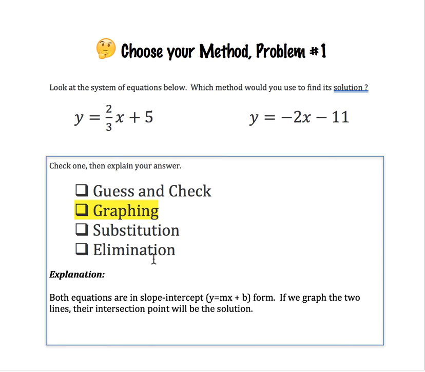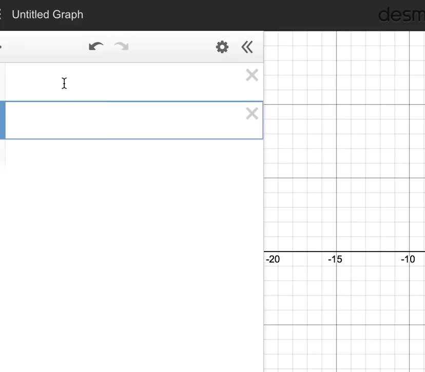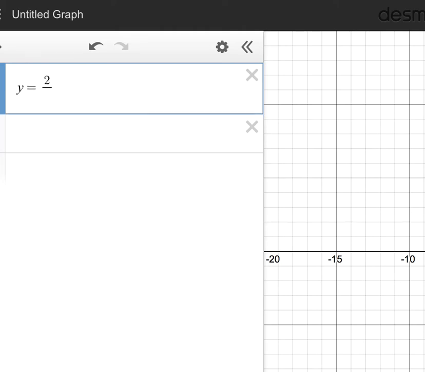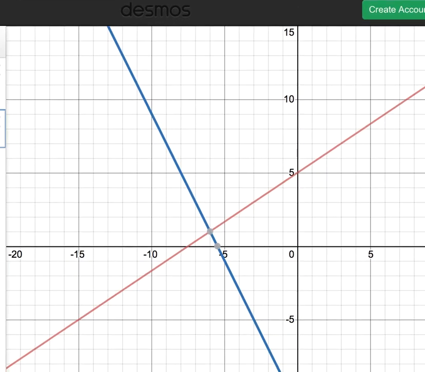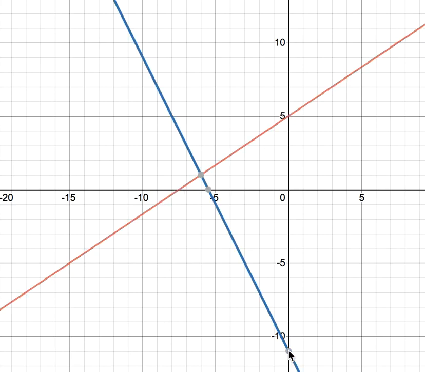And we're going to use a cool website called desmos.com to graph these two lines. So our first line is y equals 2/3 x plus 5. And our second line is y equals negative 2x minus 11. If I go over here to the graph, I see the red line is y equals 2/3 x plus 5. It has a y-intercept of 5. The blue line is y equals negative 2x minus 11. It has a y-intercept down here of negative 11 and a slope of negative 2. And here's their intersection point, negative 6, 1. So that is the solution to this system of equations.